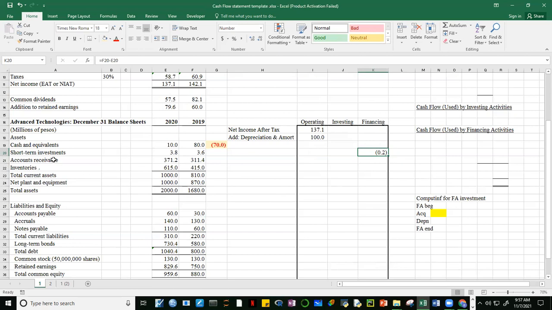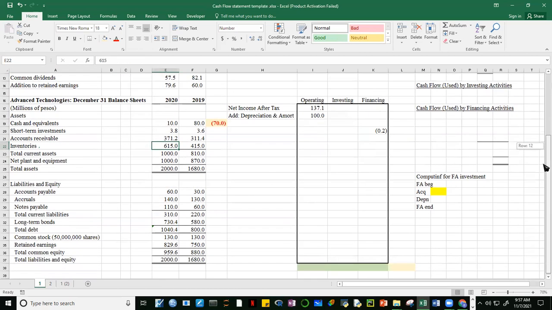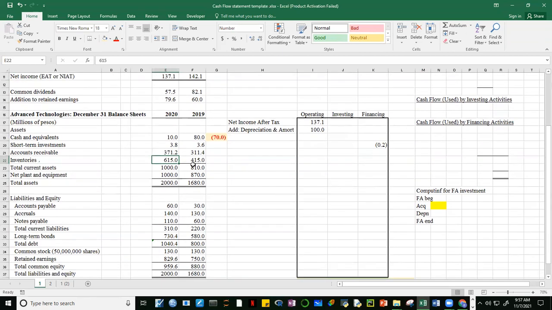How about accounts receivable? Accounts receivable increased from 311.4 to 371.2. This is an asset account, and any increase in an asset means a use of cash. And accounts receivable falls under operations. So since it's a use of cash, I'll just subtract the higher from the lower. Okay, so negative 59.8 million, it's a use of cash.